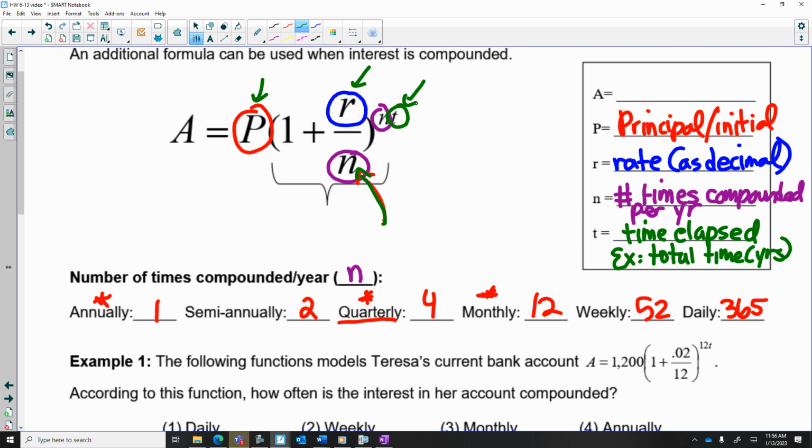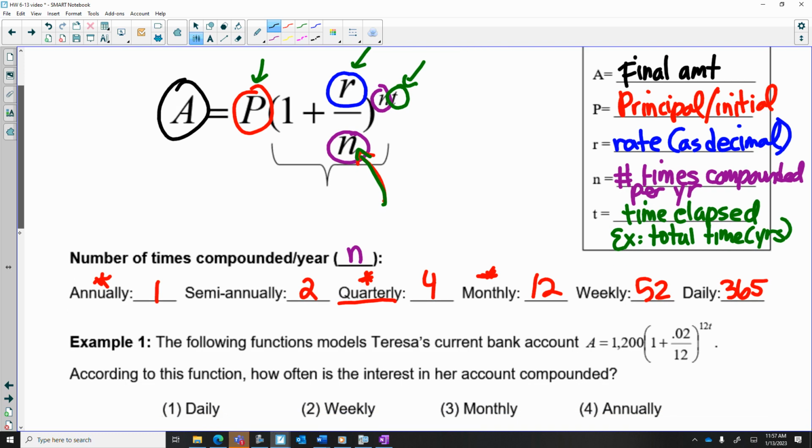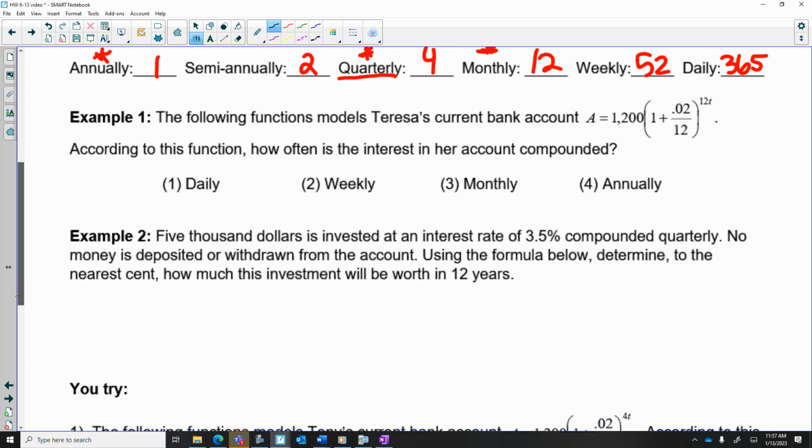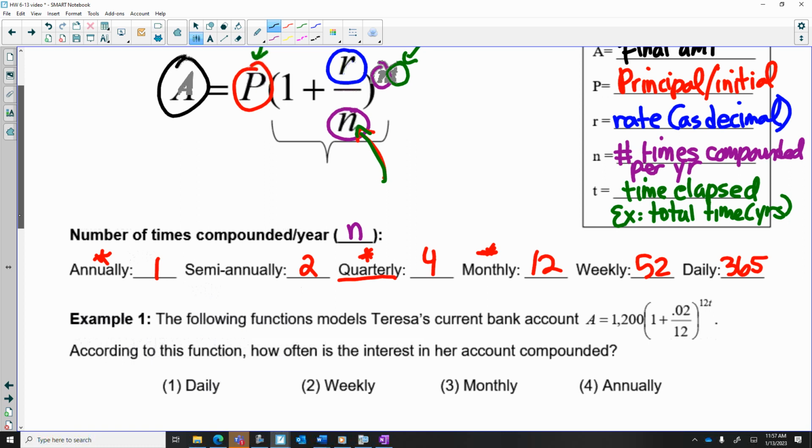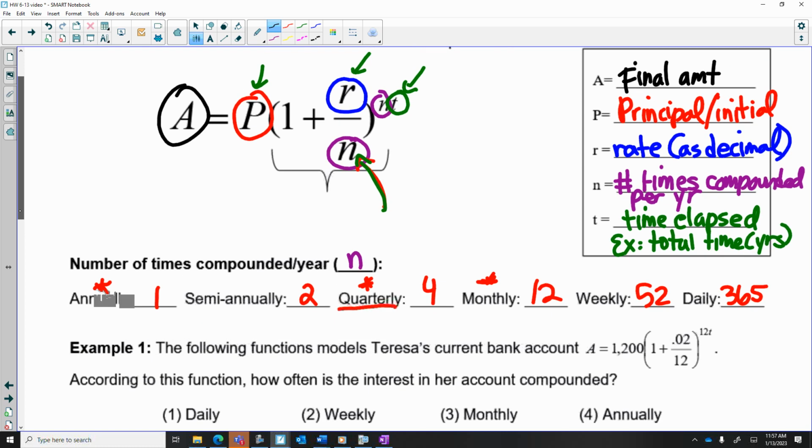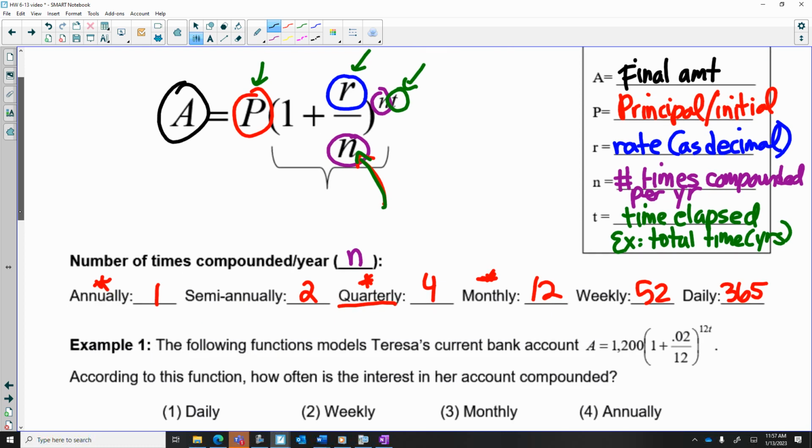So the last one is the letter A here on the left-hand side. That is going to be the final amount at the end of the time period. Okay, so I know this is a lot of letters and stuff, but it actually makes total sense, and you'll see when we get down below. So now we have this equation. So notice the equation above is in this format, okay? P 1 plus R over N to the NT.